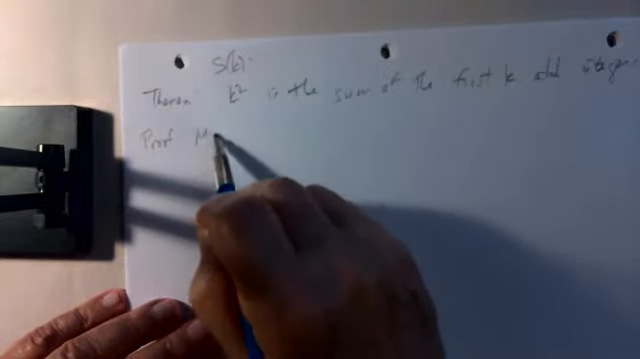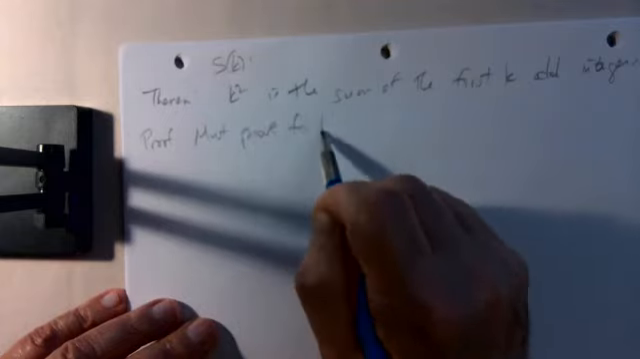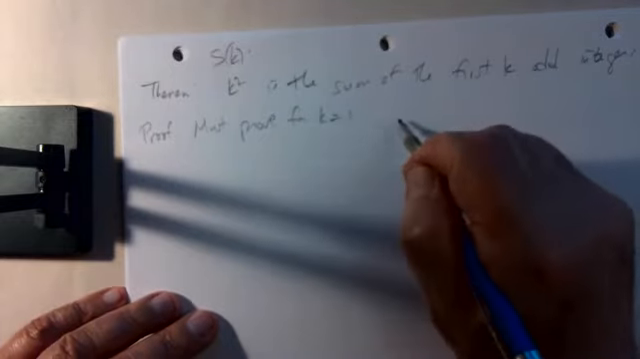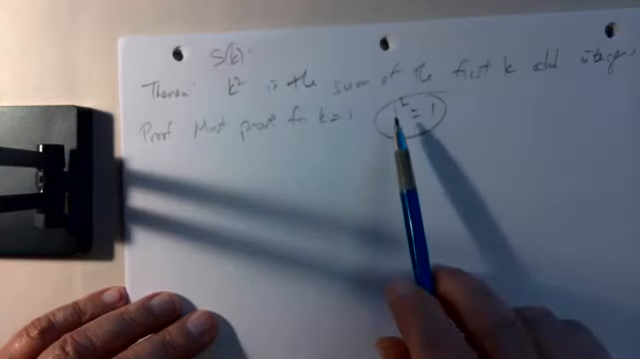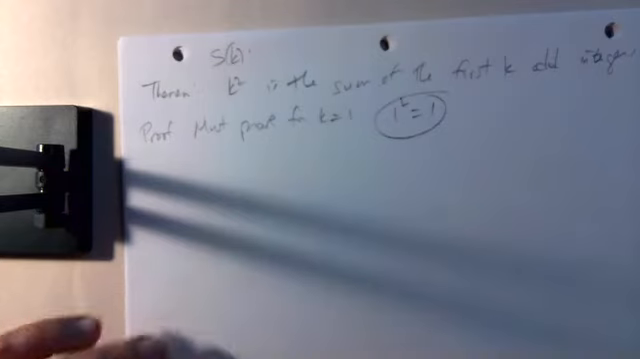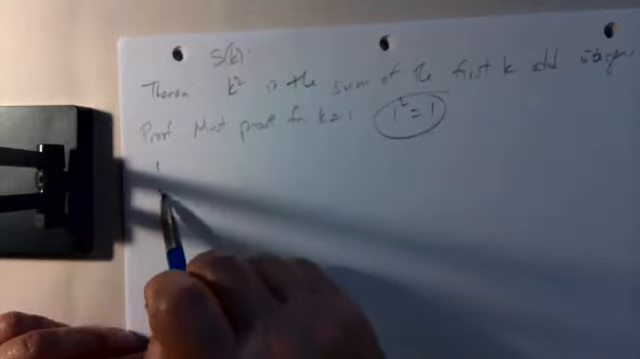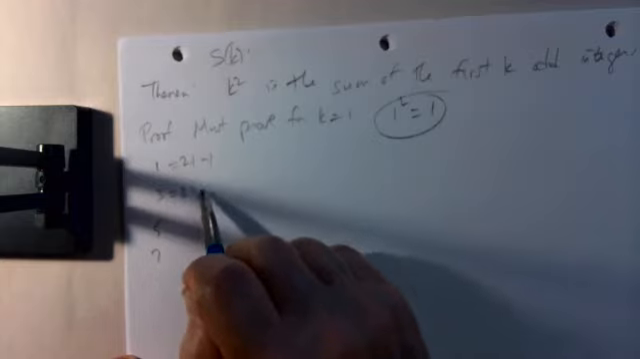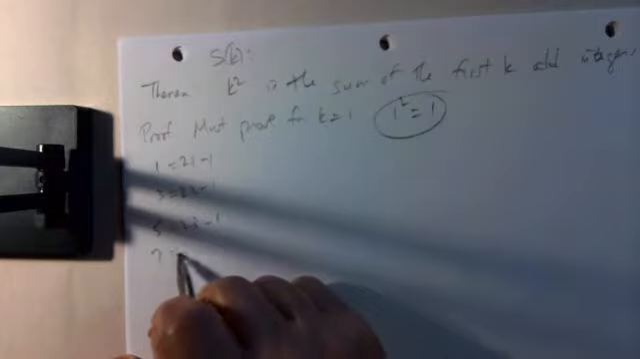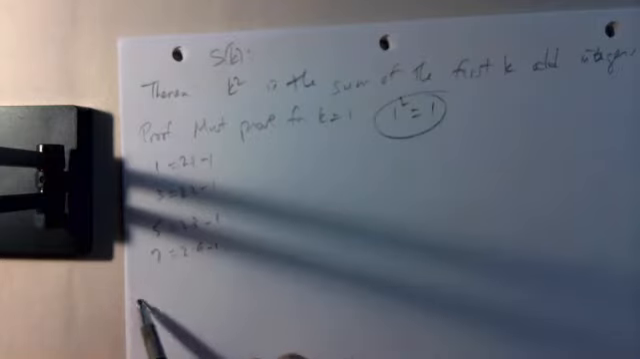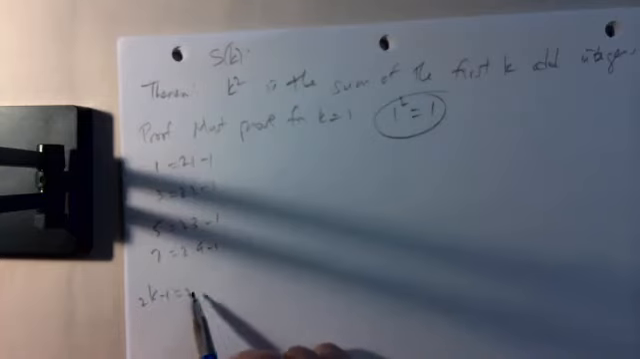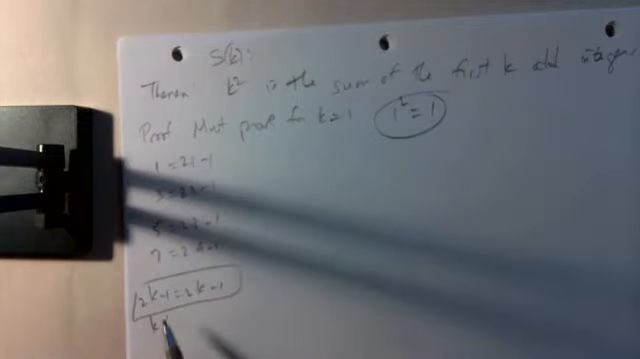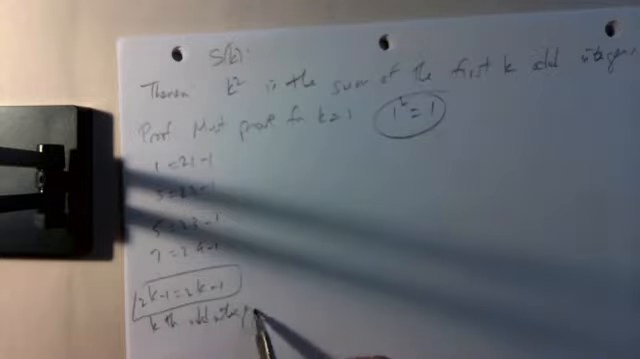Proof. We must prove it for k equal one. That's the first step. We already did that. One squared is one, which is the sum of the first odd integer. What are the odd integers? 1, 3, 5, 7, and so forth. You can write every odd integer this way: this is 2 times 1 minus 1, this is 2 times 2 minus 1, this is 2 times 3 minus 1, this is 2 times 4 minus 1. In general, the odd integer 2k minus 1 is 2 times k minus 1. So this is a formula for the kth odd integer.